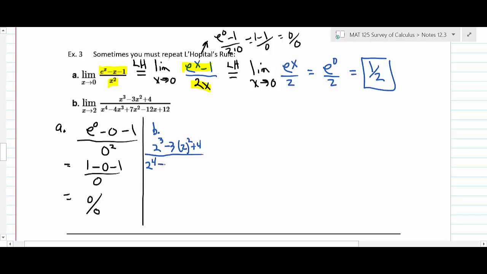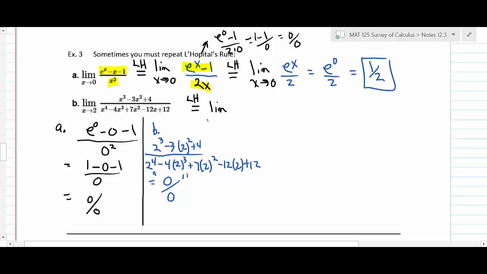Now you'd have 2 to the 4th minus 4 times 2 to the 3rd, 7 times 2 to the 2nd, 12 times 2 plus 12. This kind of thing you can just do on your calculator. The numerator is 8 minus 3 times 4 plus 4. That's 0. And I'm pretty sure the denominator is 10. You can work that out on your calculator. I don't think I would have given you a problem if it wasn't that way. But occasionally on your homework, you may have something where you can't even use L'Hopital's rule. So let's go ahead and do that on this second part.